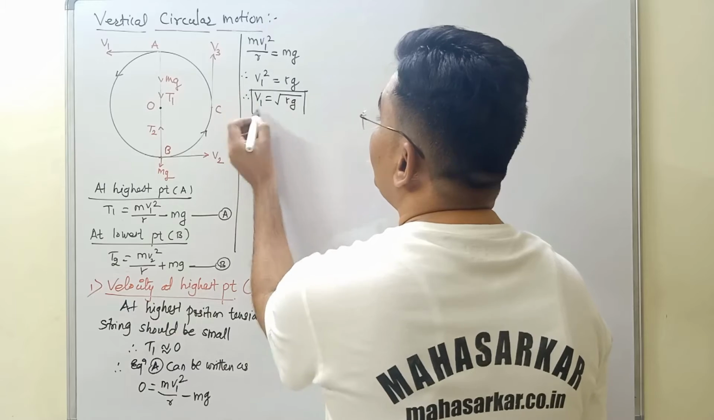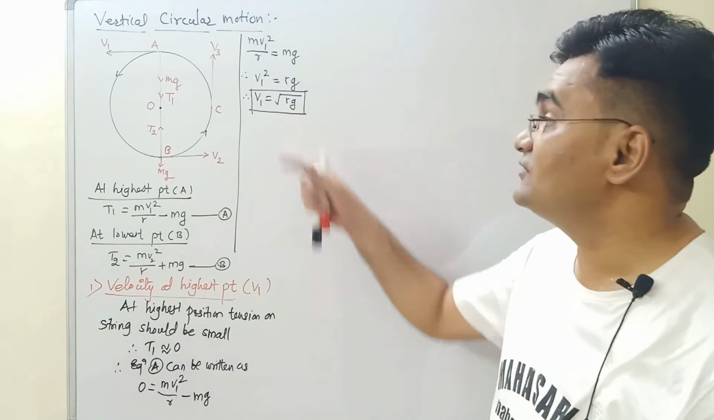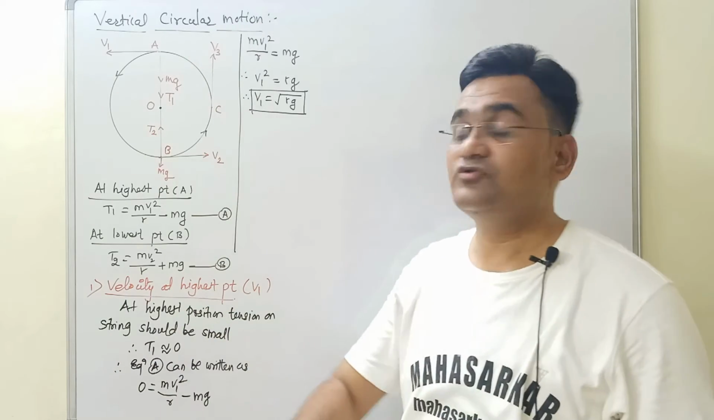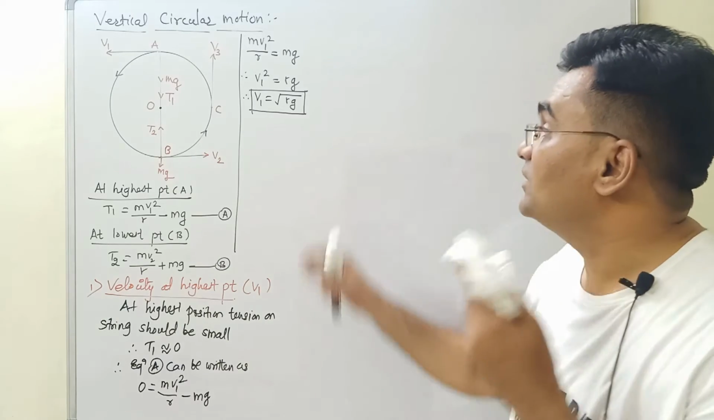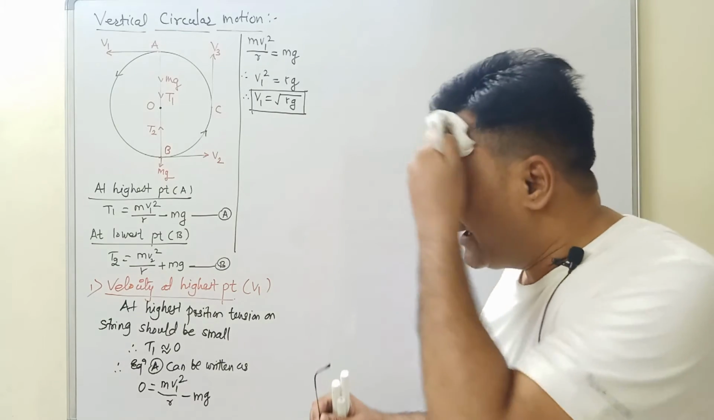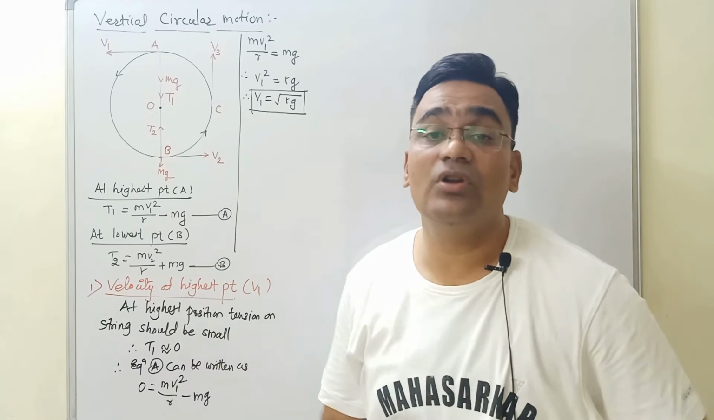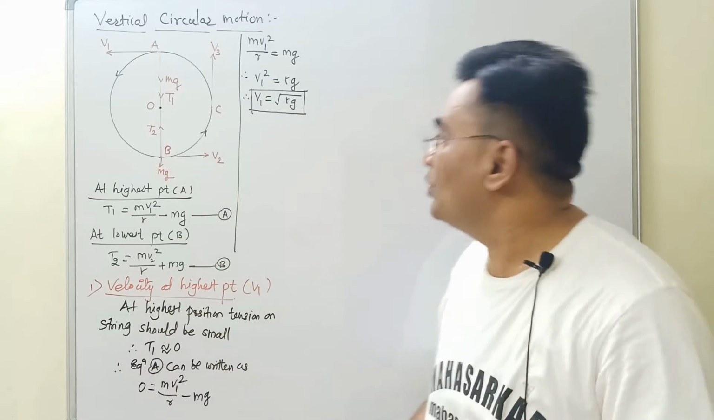If your velocity is less than this, then that object will not complete circular motion, it will fall down. So velocity while performing vertical circular motion at the highest position should definitely be greater than root of rg. If it is less than that, then the object could not complete the circular track, and from point A it will flatten, it will move down.